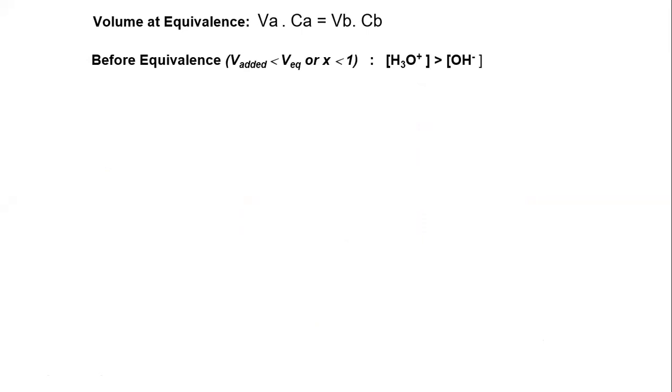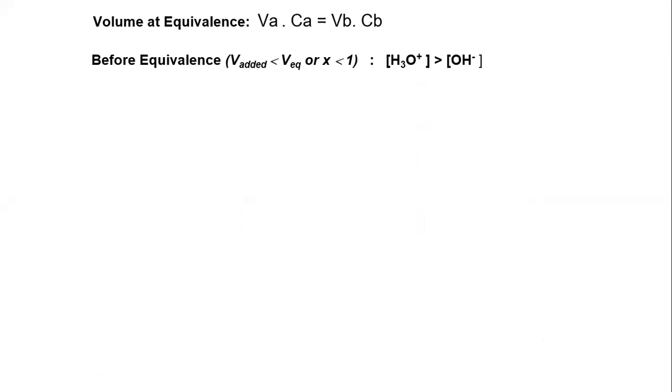First, you have to find the volume at equivalence point. How do we do that? We say CAVA equals CBVB. So the number of moles of the acid equals the number of moles of the base at the equivalence point. Okay? And then we can find the volume of base needed to neutralize a certain amount of acid.